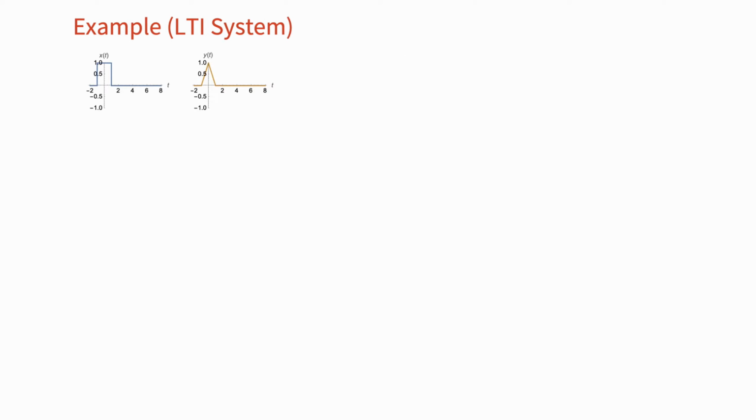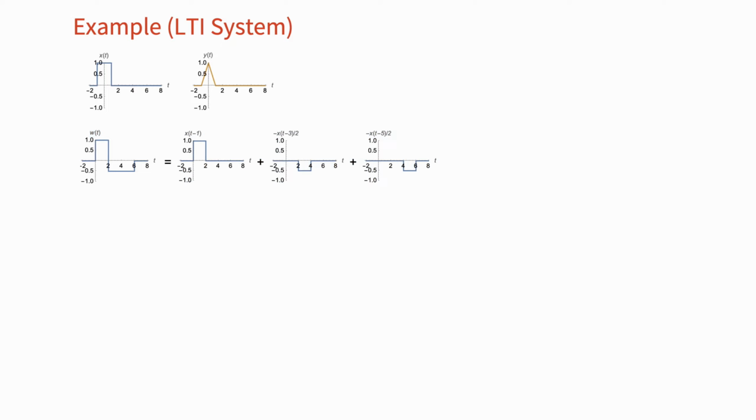For the last example of this lesson, consider an LTI system where the unit square input, as shown here on the left-hand side, gives the unit triangle signal on the right-hand side. The question is, knowing that the system is LTI, can we find the output of this new signal, w of t? If we think of w of t as a summation of these signals, which are shifted and scaled versions of the unit square input, this means that w of t can be written as the summation given here.